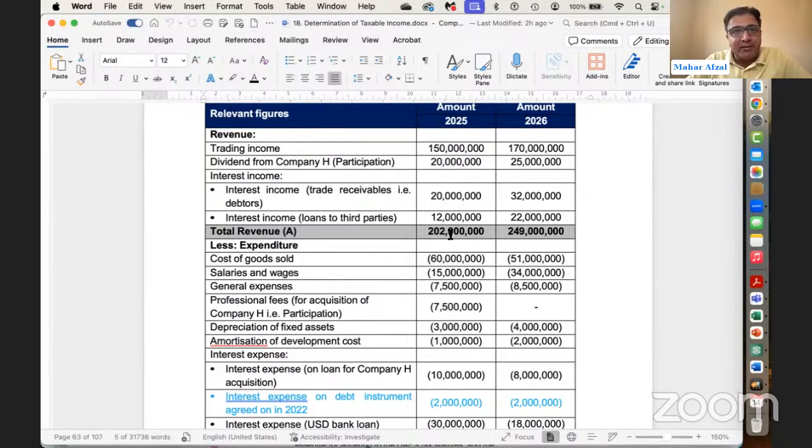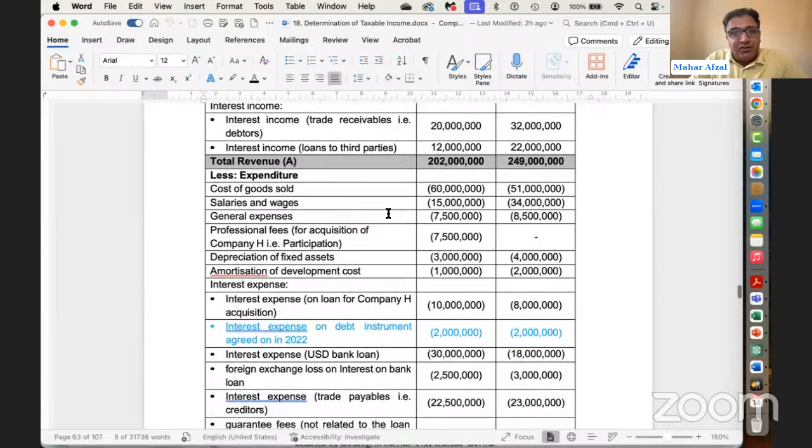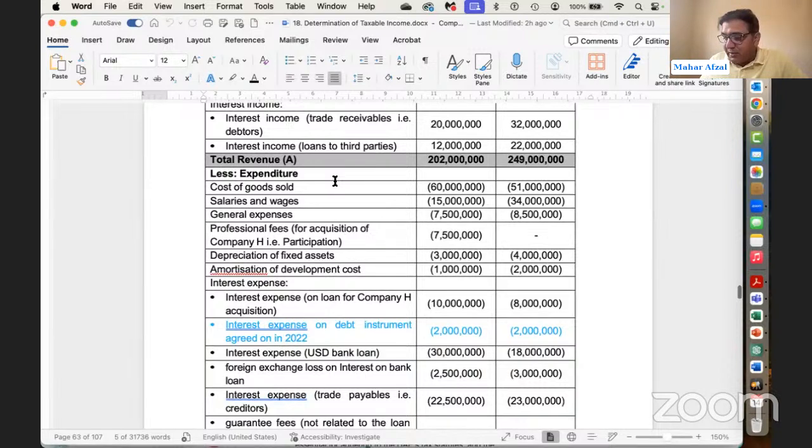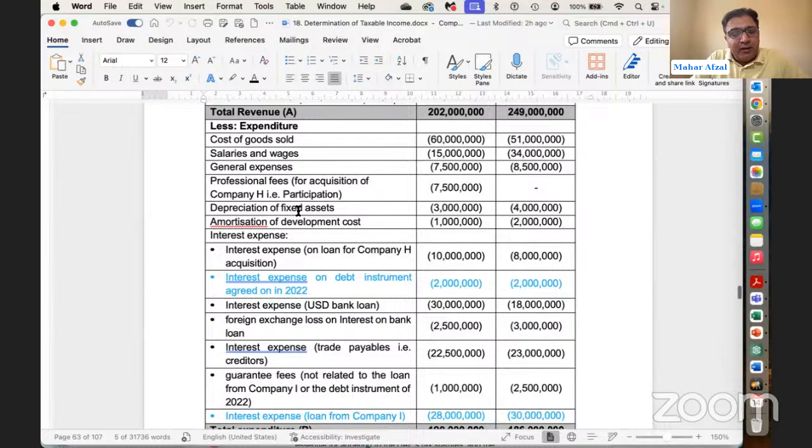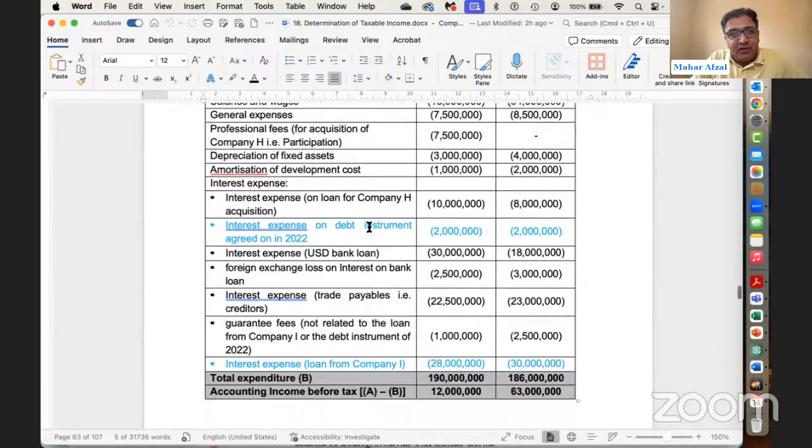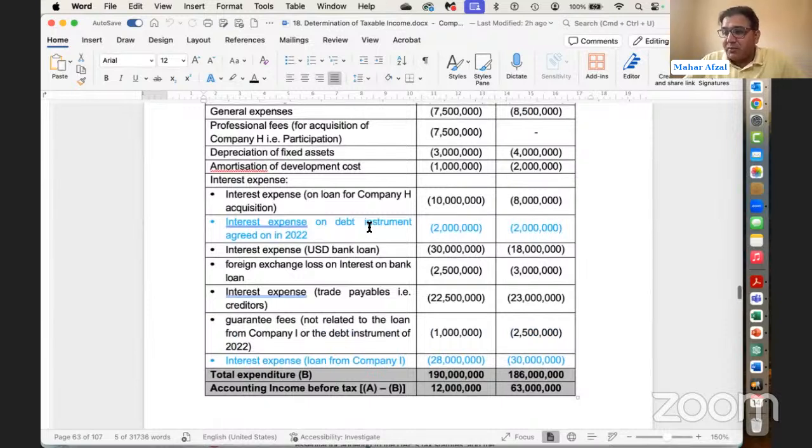I'm applying the direct method. Trading income is how much? 150 million. Dividend income I should not consider. Interest I should not consider. Less cost of goods sold, less 50 million salaries and wages, less general expenses 7.5 million. Professional fee I should not consider because this is not allowable. Depreciation is not allowable, and amortization should not be considered. So this is coming to 67.5 million.